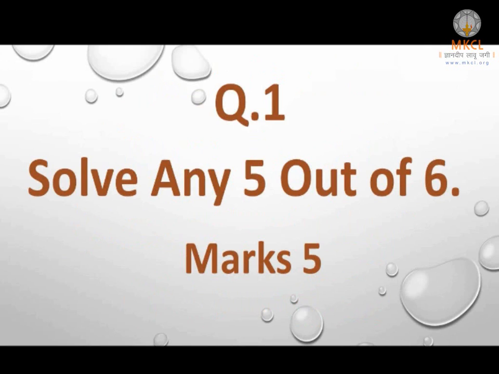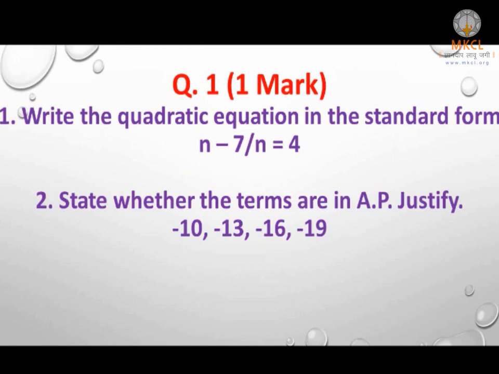Algebra. Question 1. You will solve any 5 questions out of the 6 given questions. Each sub-question carries 1 mark, and therefore the total marks for this question are 5. Question 1, 1 mark. Write the quadratic equation in the standard form n minus 7 upon n equal to 4.